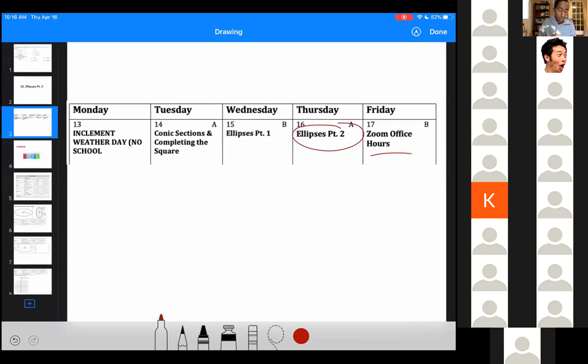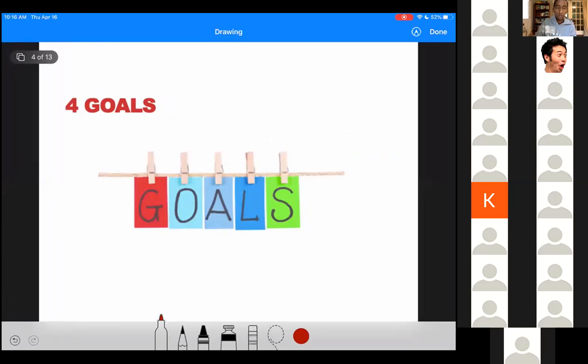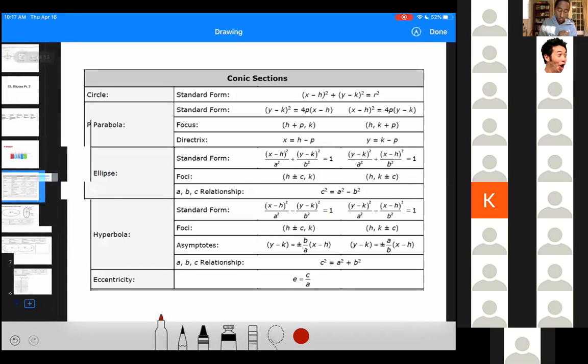Okay. So we'll go ahead and get started. As always, say our 4 goals. We will learn math, build character, never give up, and ask why. All right. So let's go ahead and jump into it.